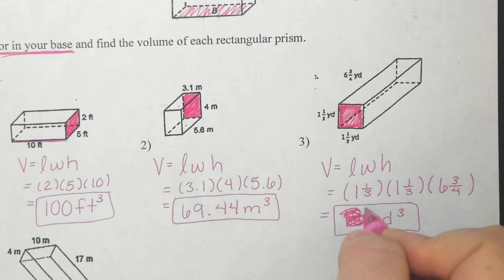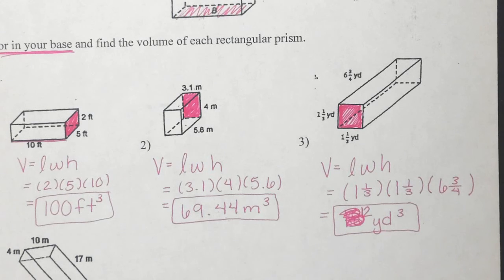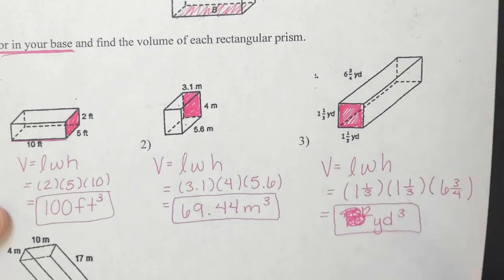Thank you, Kaya. And that was a great opportunity for us to see, even though we have the calculators and they make life a little bit easier, we still got to be careful. Double check what you type in. So that should be 12 yards to the third.